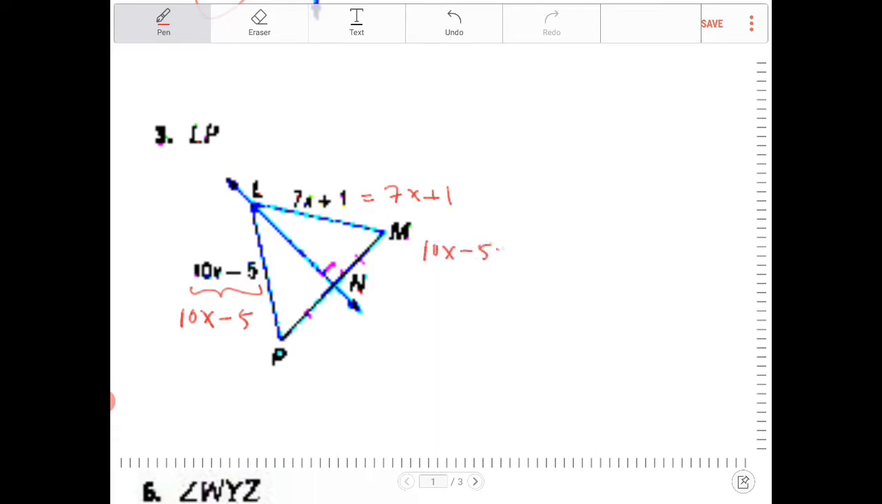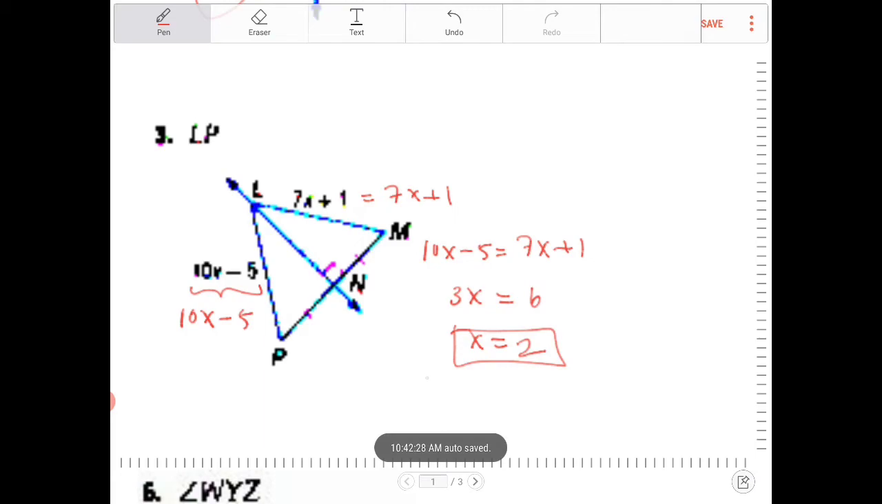10x minus 5 is equal to 7x plus 1. Subtract 7x, I get 3x. Add 5 to both sides, I get 6. Divide by 3, I get x is equal to 2. Since x is equal to 2, I can then figure out what LP is. LP, therefore, is equal to 10 times 2 minus 5, which is equal to 15.